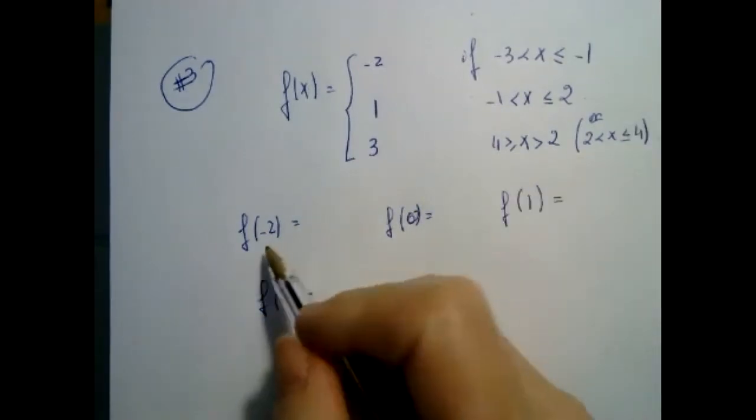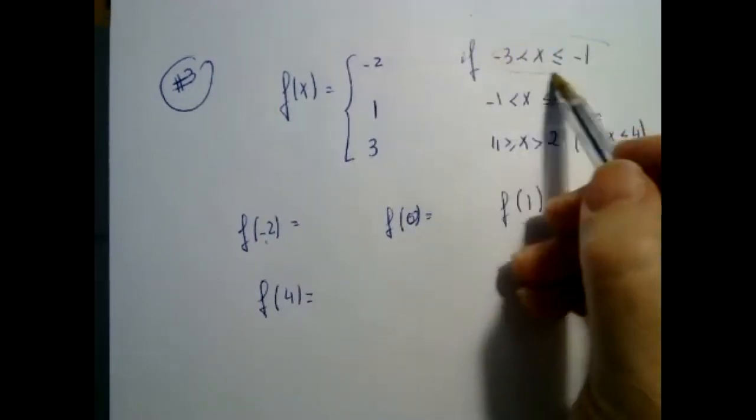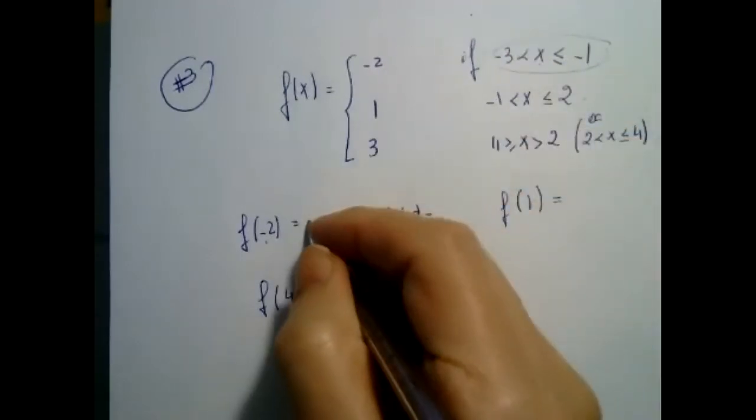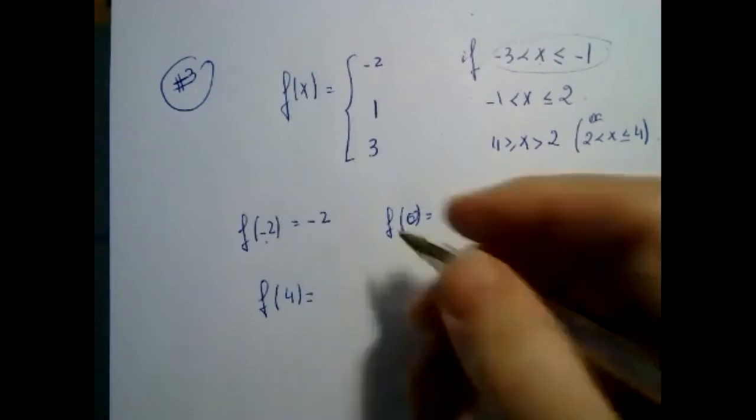-2 is Jessica, right? -2. Let's see where is -2. -2 satisfies this condition. So the rule for anything that satisfies this condition is that it is -2. Now, what's f of 0?